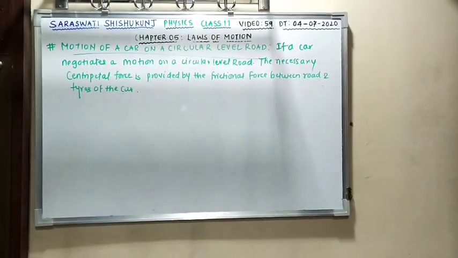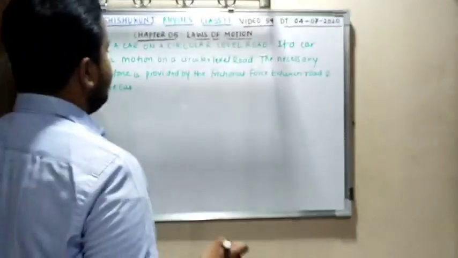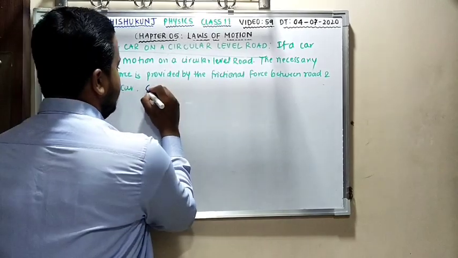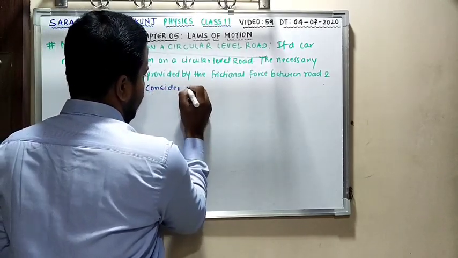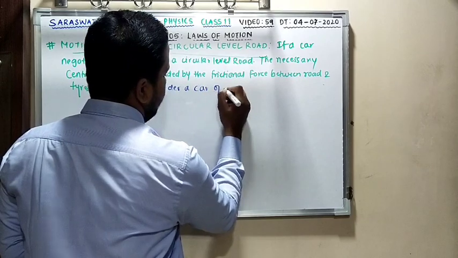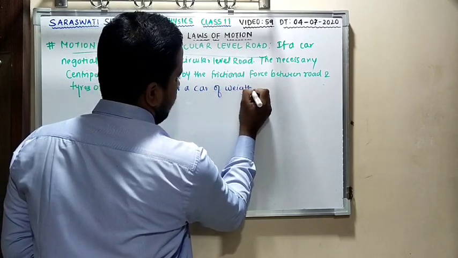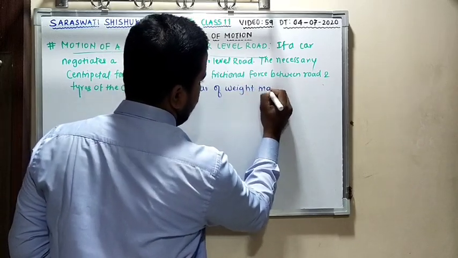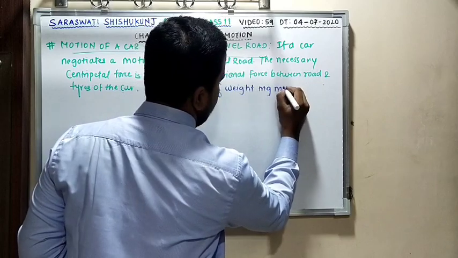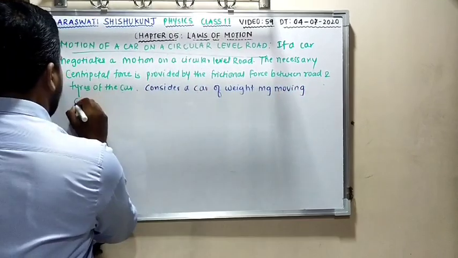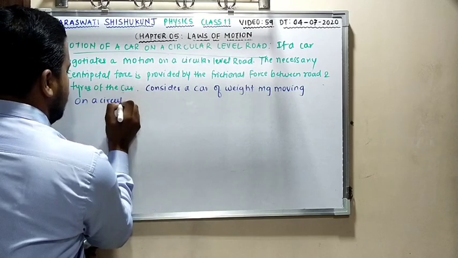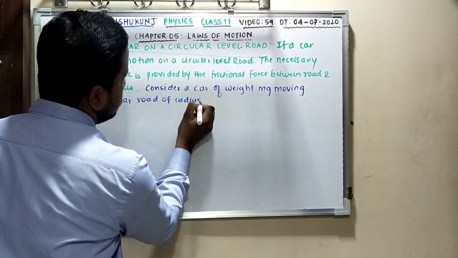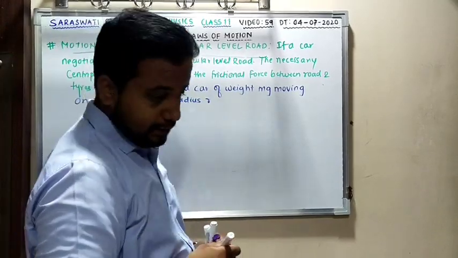Moving to the next step of the derivation. So now we are considering an example for this derivation of motion of a car on a level road. I am writing: consider a car of weight mg, moving on a circular road of radius small r.